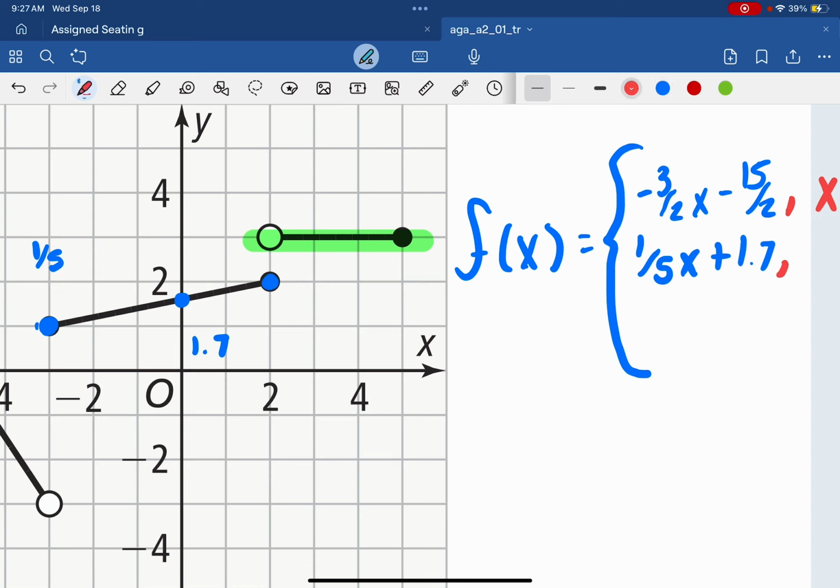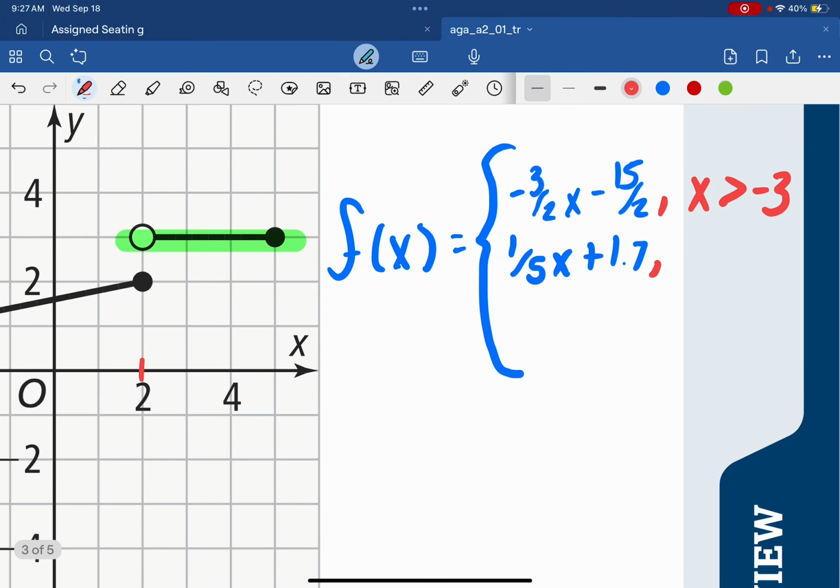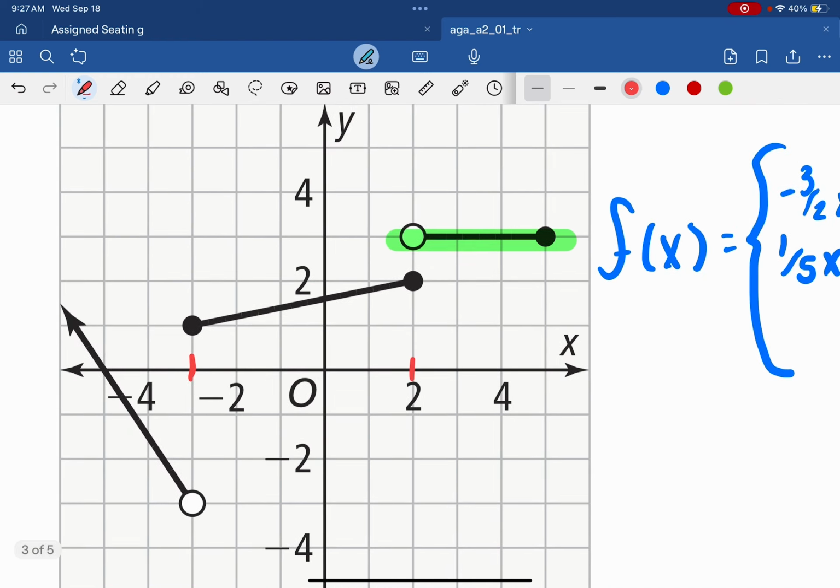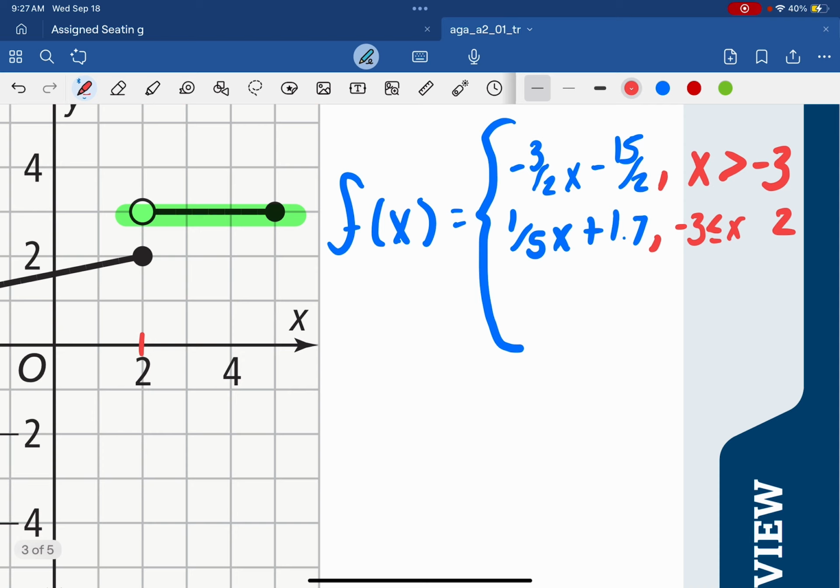And the domain of this piece is from -3 to +2. So it looks like -3 is included because there's a closed circle at -3. And I know that 2 is included because there is a closed circle at 2.